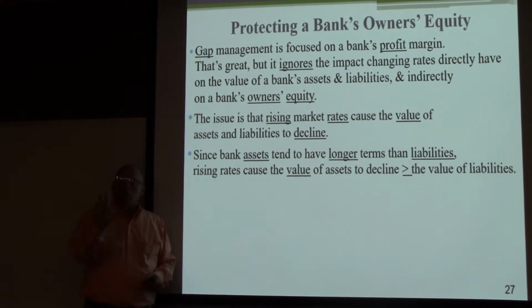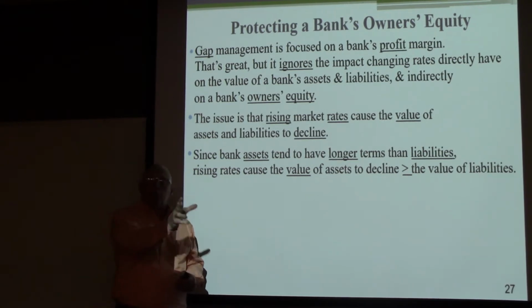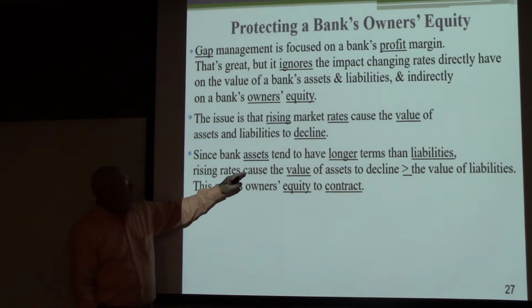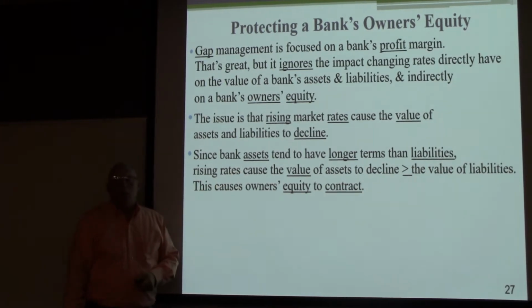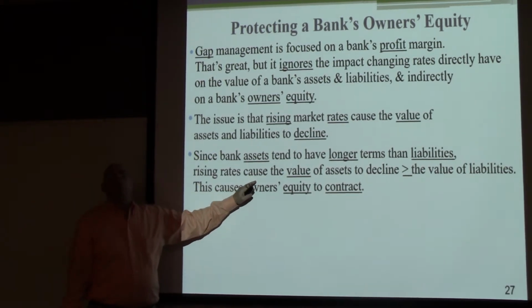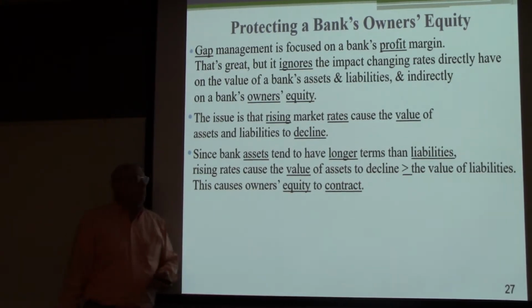Okay? So the longer the term, if rates go up, prices come down. The longer the term, if rates go down, prices go up. So if you think rates are going to go up, you want to have short-term assets. If you think rates are going to go down, you want to have long-term assets. Okay? So if the value of your assets declines more than the value of your liabilities, your equity will contract. That's what happened in 2009. The value of assets dropped not because rates went up so much, but because they had to write assets off because they invested in a bunch of bad assets.